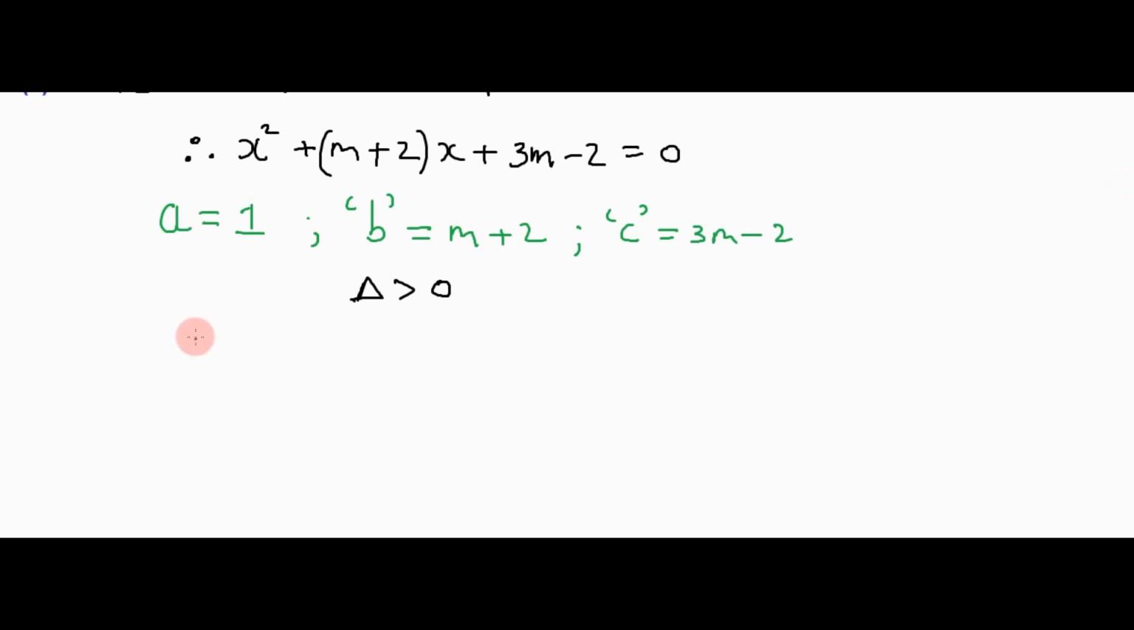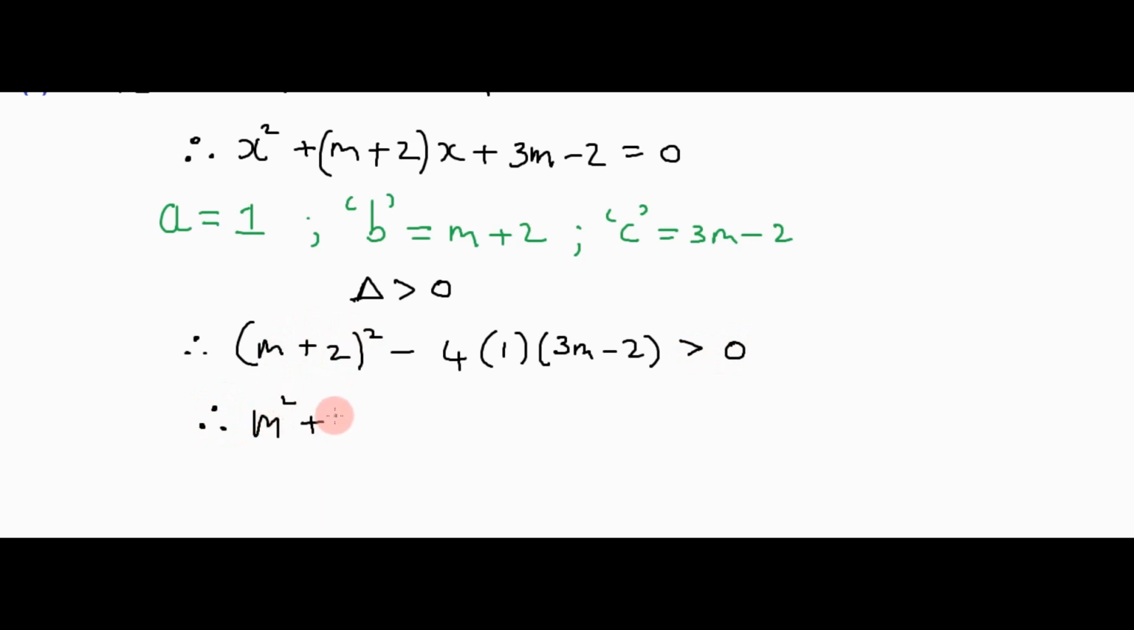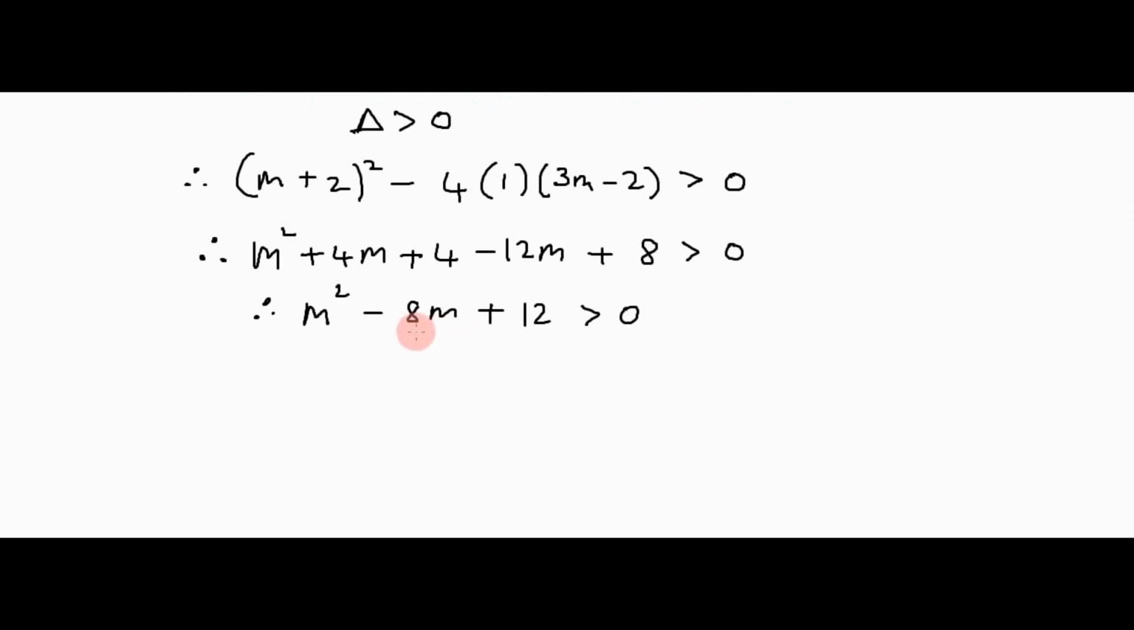So we can plug in our values. So b squared will be (m plus 2) all squared, minus 4ac, so 4 times 1 times c, strictly greater than 0. Now we can simplify. We can square out here, and here we can multiply out. We can add like terms. So 4m minus 12m is negative 8m, and 4 plus 8 is 12. We have a quadratic inequality in m, so we can factorize. We have to solve for m in this inequality.